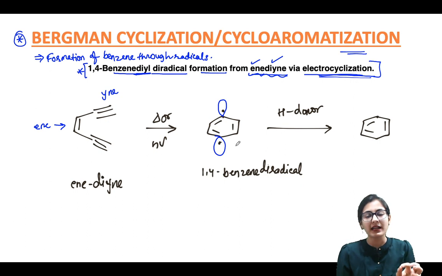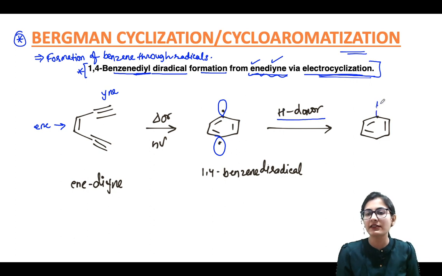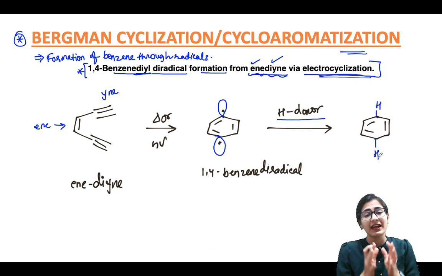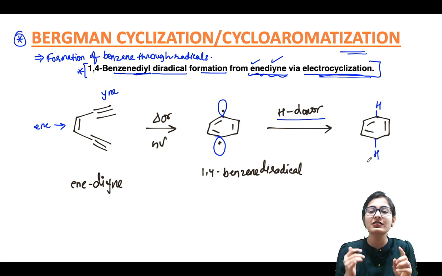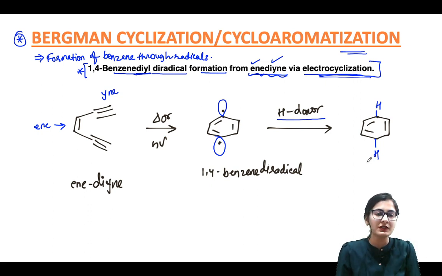Now this radical requires a proton donor so that it can take up a hydrogen and finally give us benzene. We can have simple benzene or a lot of benzene derivatives. Watch till the end, you are going to see a lot of examples. Okay, let's start with this.